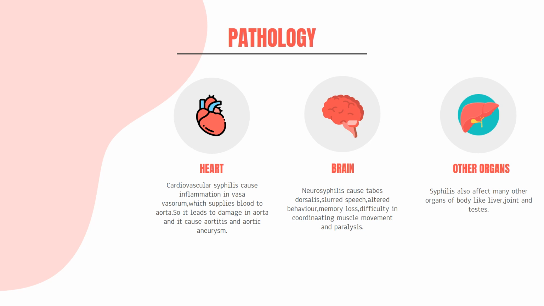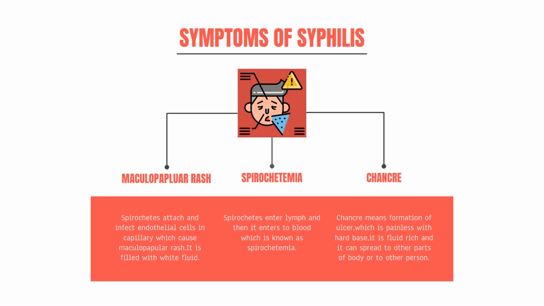Then in the brain, it causes tabes dorsalis, which means wasting of the back of the spinal cord, which can cause memory loss, difficulty in coordinating muscle movements, paralysis, loss of vibration sense, then position sense, etc. Then it can also affect our other body organs like liver, joints and testes.